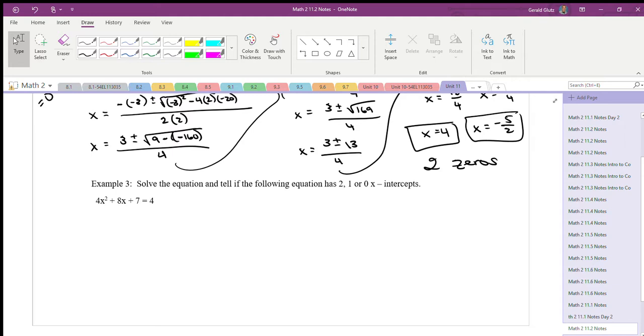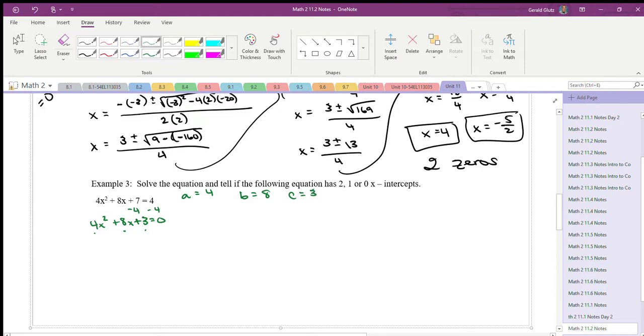And our last example. Solve the equation. Before we start, got to get one side equal to 0, so I'm going to subtract 4 on both sides. So then I'm left with 4x squared plus 8x, 7 minus 4 is 3, so it's plus 3. Now I have one side equal to 0, so I can write down all my variables. So a is equal to 4, b is equal to 8, and c is equal to 3.